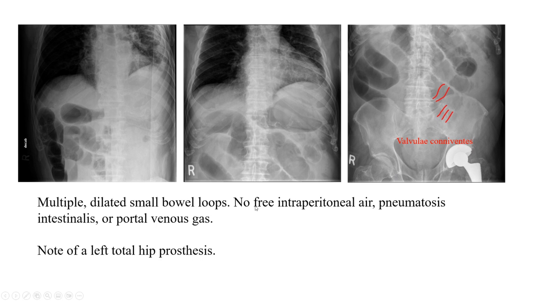On a closer look, we can say that there is no obvious free intraperitoneal air, there's no pneumatosis intestinalis or portovenous gas, which we'll go into with more detail on a later slide. There's also a left total hip prosthesis in place.